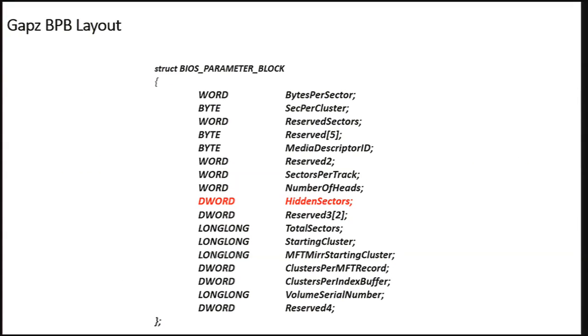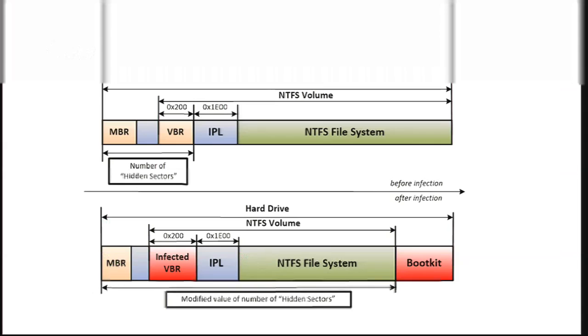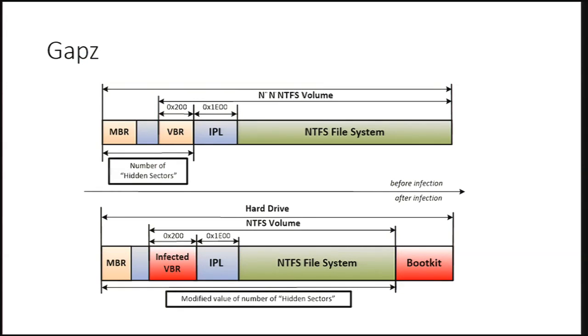Here is how it looks for the NTFS file system, and in the highlighted part you can see the hidden sectors field. This is actually the target, only 4 bytes which Gapz modifies. This is just in hex. These are the 4 bytes which are patched. The rest of the VBR remains unmodified. The number of hidden sectors in the NTFS system specifies an offset to the initial program loader, which is used at the system startup.